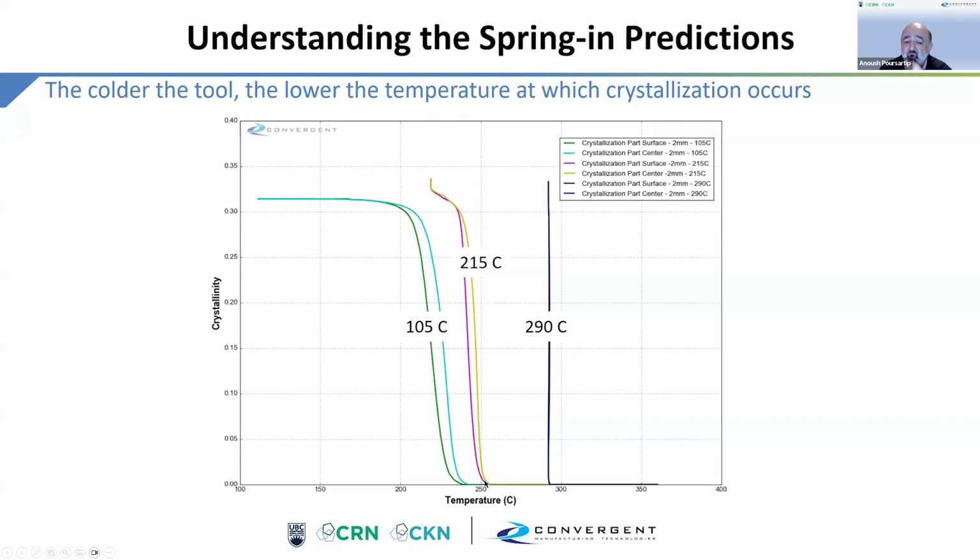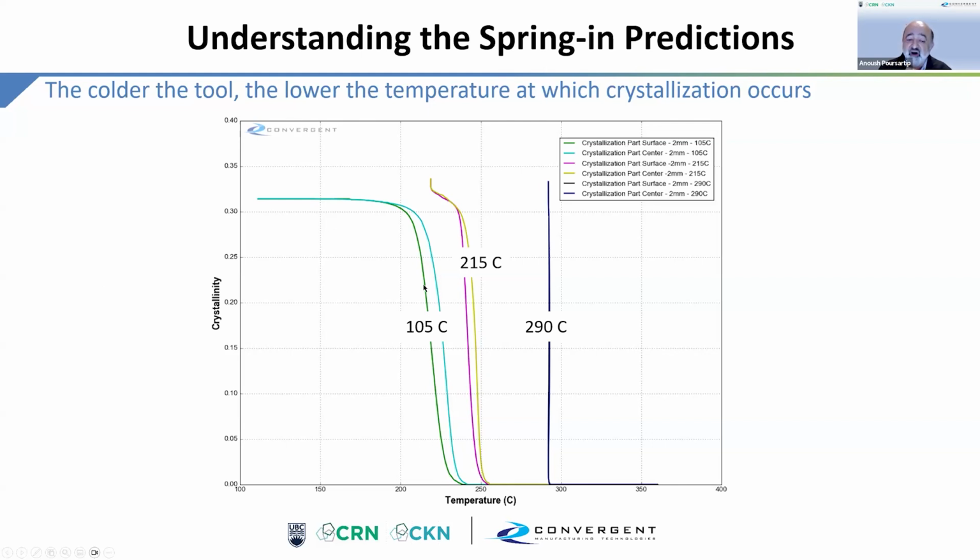But if you go to 215C tool, the crystallization occurs at a much lower temperature, and now you're starting to see a big gradient through thickness, because the surface sees the tool temperature right away, whereas the inside of the specimen, which, by the way, here is only 2 millimeters thick, lags a little bit.